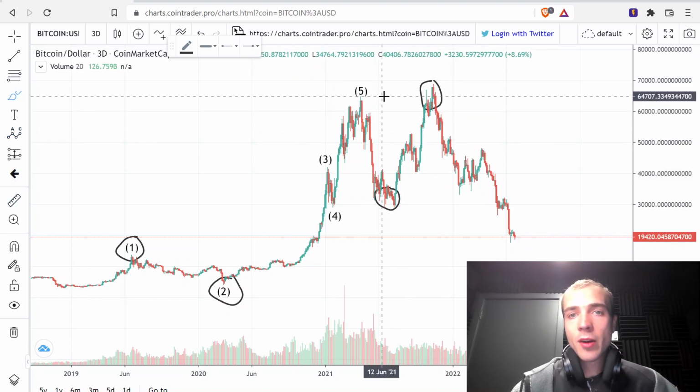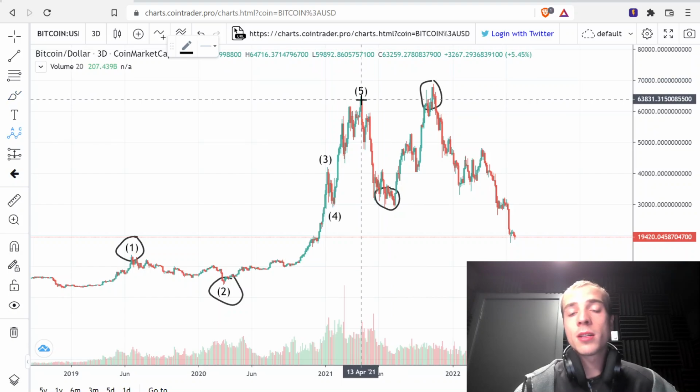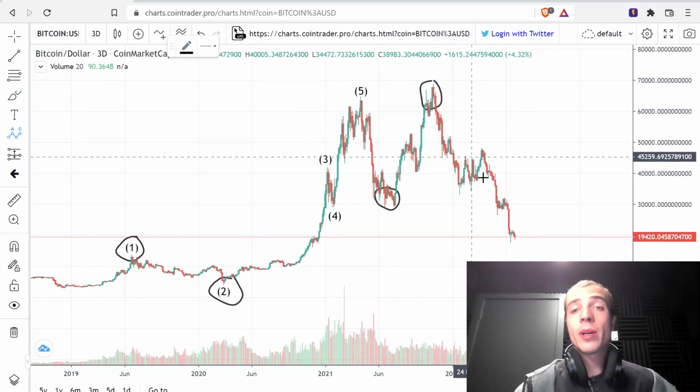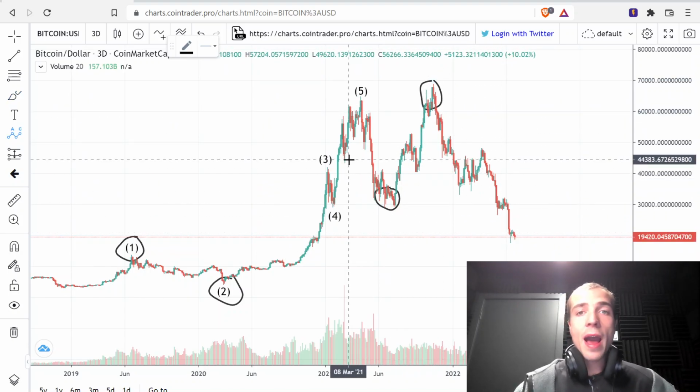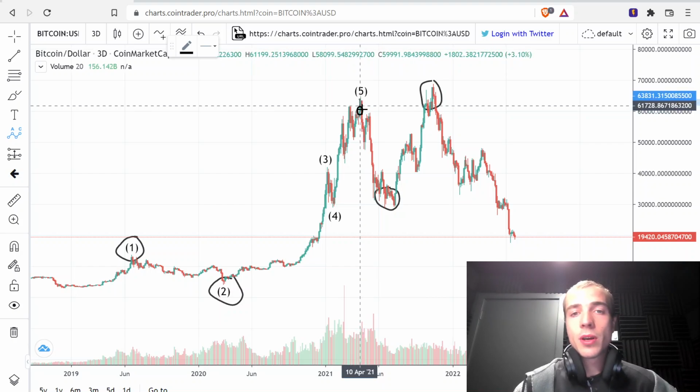So this is what can happen inside of the market. You have to have primary and alternative counts. So when Bitcoin started to go lower, you have to reevaluate your Elliott waves and see what's going on, right? See what structure was going on in the market.